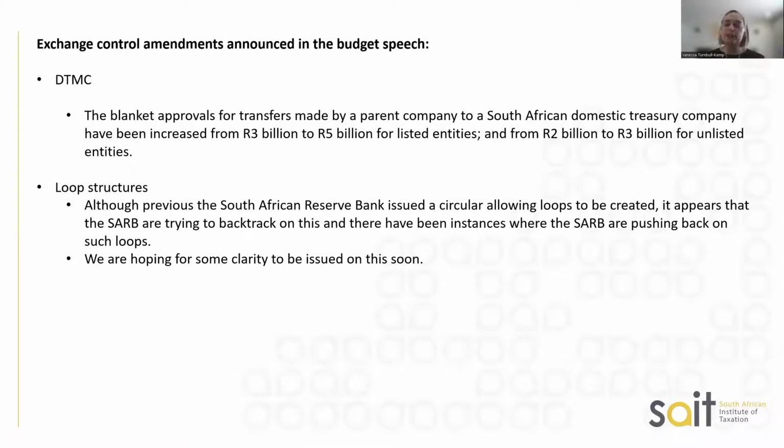It appears via some interactions we've had lately that the South African Reserve Bank are backtracking on this a little bit, and they are pushing back on some instances where loops are being created and approval is being sought for these loops. The South African Reserve Bank has indicated that it was never their intention for South African assets to be externalized. So there is a bit of a mismatch between what the circular seems to say and what the SARB understands that they wanted it to say. We are hoping that some clarity is issued on this soon. I think a lot of companies would like to take advantage of this. So hopefully there will be some clarity issued on this soon.